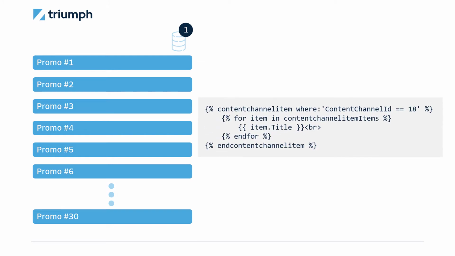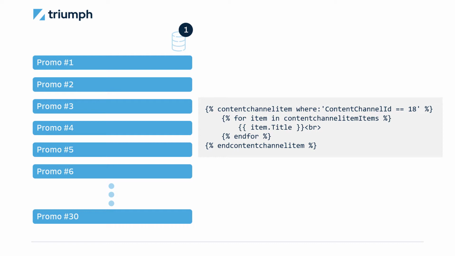And our Lava for this, nothing fancy. I mean, any of you who know how to do entity commands would be very comfortable with this. We're just doing an entity command for content channel ID 18, and we're just going to load the items and show the title. So far, we're doing pretty good. We've only asked the computer to make one database read. Not too bad. But remember, we needed more.